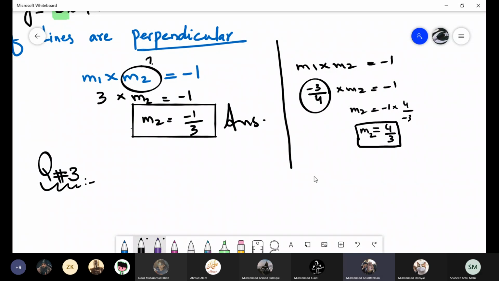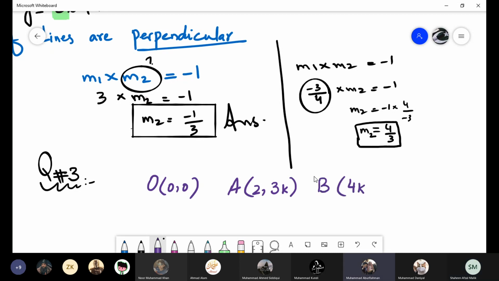The coordinates of 4 points are given. O is having the coordinates 0 and 0. A is having the coordinates 2 and 3k.